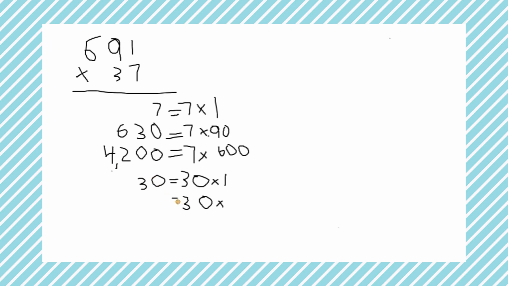30 times 90 is, let's see, 3 times 9 is 27. And then because we have 2 zeros this time, we add 2 trailing zeros to get into the thousandth place, 2,700. So now it's 30 times 600.